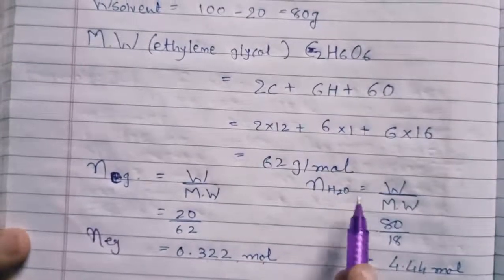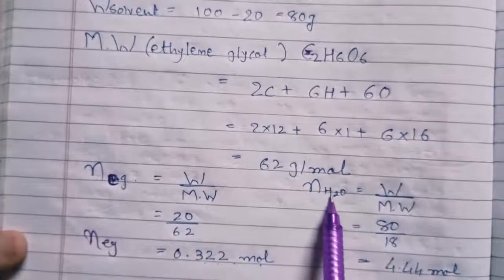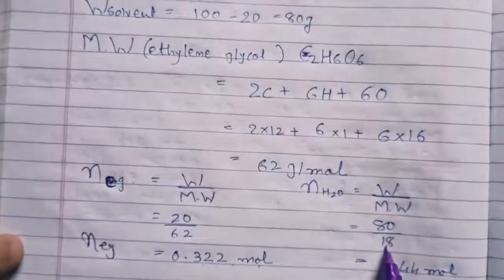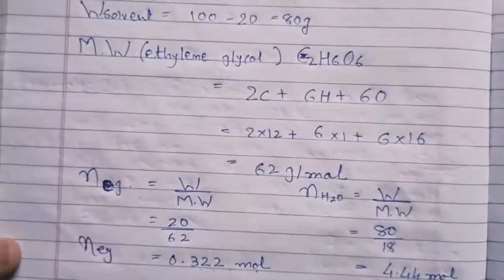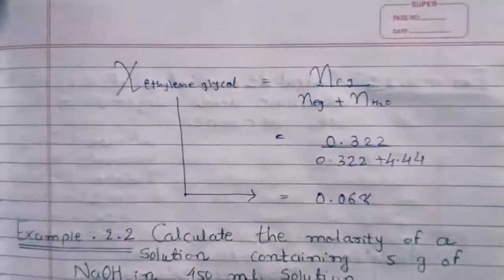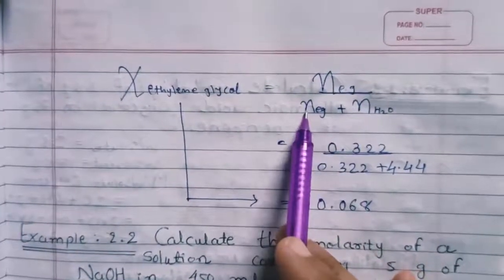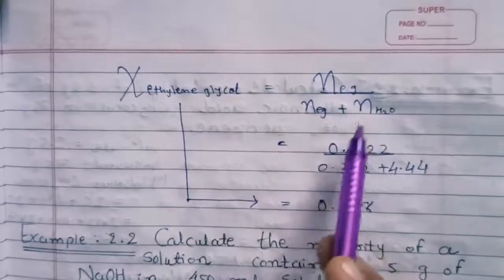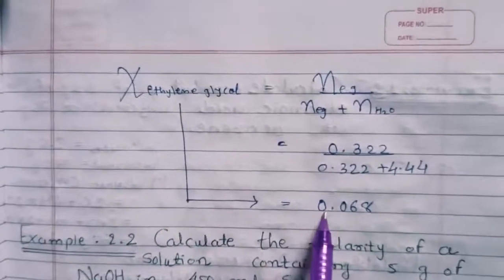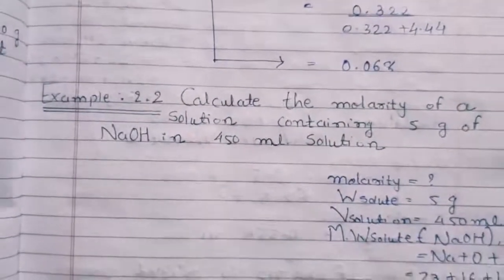Similarly, the mole of water equals mass of water divided by molar mass of water, right? We know that the mass of water, which is 80 because it acts as a solvent, divided by its molar mass, so you will get 4.44 mole of H2O. Now mole fraction of ethylene glycol equals moles of ethylene glycol divided by moles of ethylene glycol plus moles of water. Replace all the values and you will get the mole fraction for ethylene glycol is 0.068.